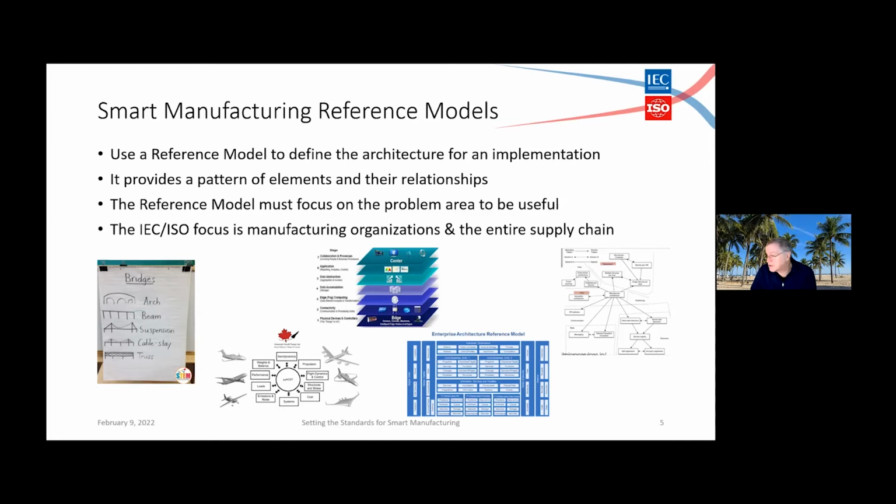We have an enterprise architecture reference model. If you are in the IT world and you're trying to define an enterprise architecture, how do all your IT systems work together? There are reference models there that talk about how you layer the different elements together. So a lot of these models make the engineering tasks easier, and that's really what reference models are. Now for IEC and ISO, our focus was manufacturing operations and the entire supply chain.